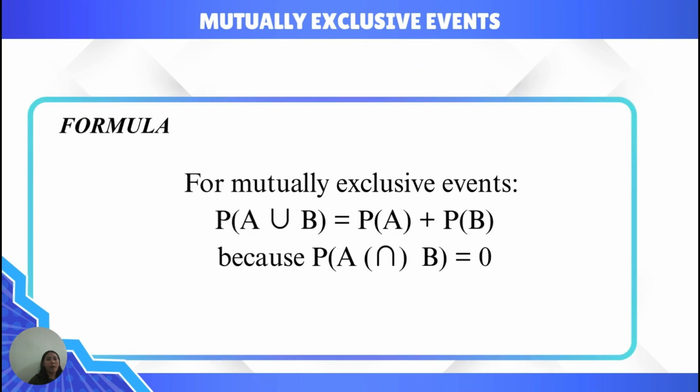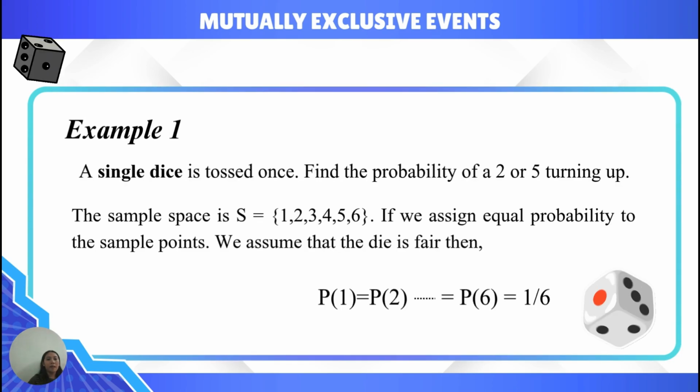So the formula for mutually exclusive events: the probability of A union B is equal to the probability of A plus the probability of B, because the probability of A intersection B is equal to 0. So let's proceed to the example. A single die is tossed once. Find the probability of a 2 or 5 turning up.